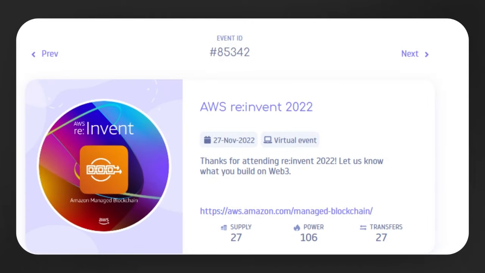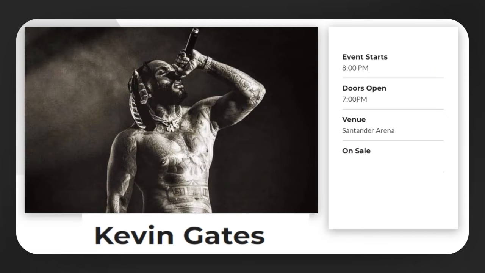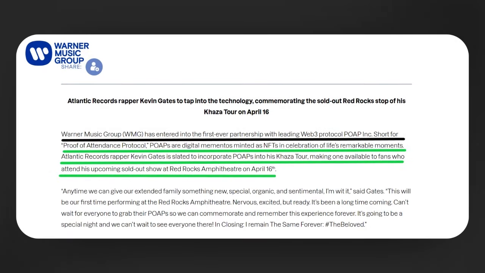What about this one? Amazon Web Services, they have a POAP. I announced this earlier. Kevin Gates did a concert this year, and he had a POAP. Now, this is what Warner Music Group said about the POAPs that Kevin Gates had. Warner Music Group has entered the first ever partnership with leading Web 3.0 protocols, POAP Incorporated.